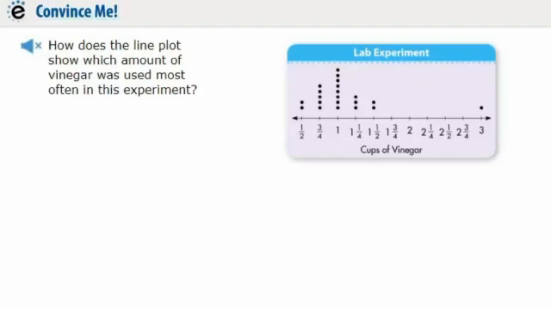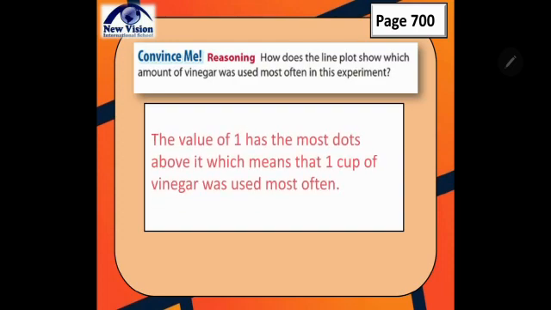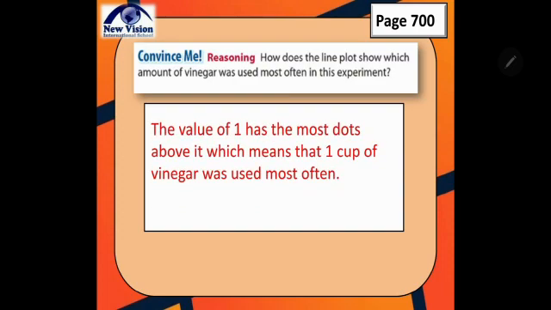How does the line plot show which amount of vinegar was used most often in this experiment? Let us answer convince me. Again, the question: how does the line plot show which amount of vinegar was used most often in this experiment? The value of 1 has the most dots above it, which means that 1 cup of vinegar was used most often.